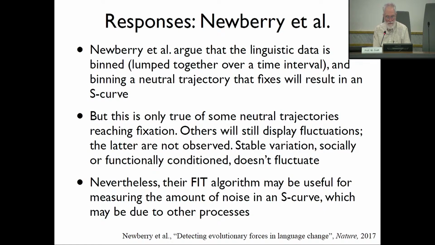Another paper that appeared in Nature argued that the linguistic data should be binned, lumped together over a time interval. And if you bin that fluctuating neutral trajectory that fixes, that will make it look like an S-curve. But unfortunately, that's only true of some neutral trajectories reaching fixation. Others will still display fluctuations, but we don't observe that empirically. And also then you have stable variation, another sociolinguistic phenomenon, however it is conditioned, and that doesn't fluctuate.